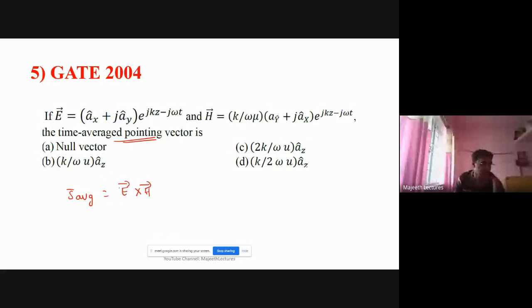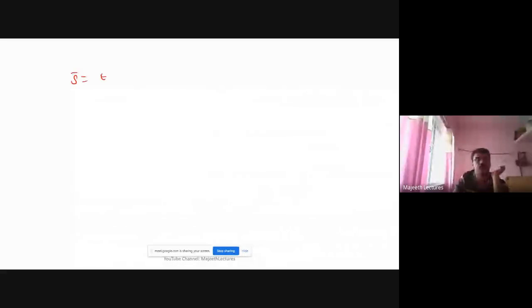Fine. So what is the thing? You see 1 by 2, 1 by 2 E cross H star. 1 by 2 E is nothing but, I write it on the next page. S is equal to 1 by 2 E cross H star. So 1 by 2 E is (Ax + jAy) e^{j(kz - ωt)}.